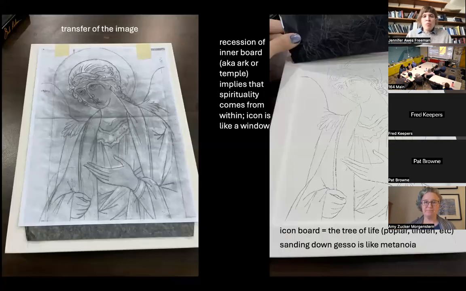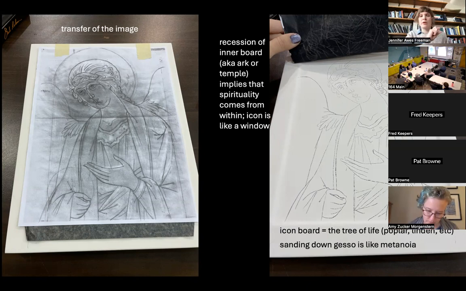So the first thing is that the icon board itself has theological meaning, and it's talked about as the tree of life, and the grains of the board have a vertical orientation. Usually the board is made from a softer wood, and then often on the back of the board there will be 2 cross beams made from a harder wood, and those cross beams are actually inlaid into the wood of the board so as to prevent it from warping over time.